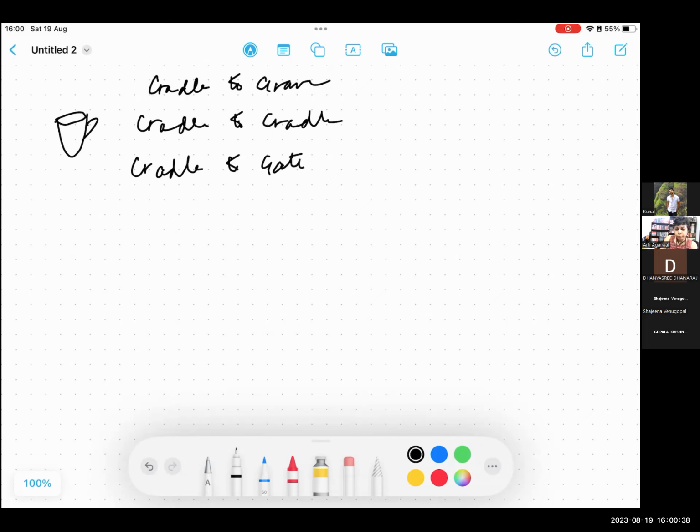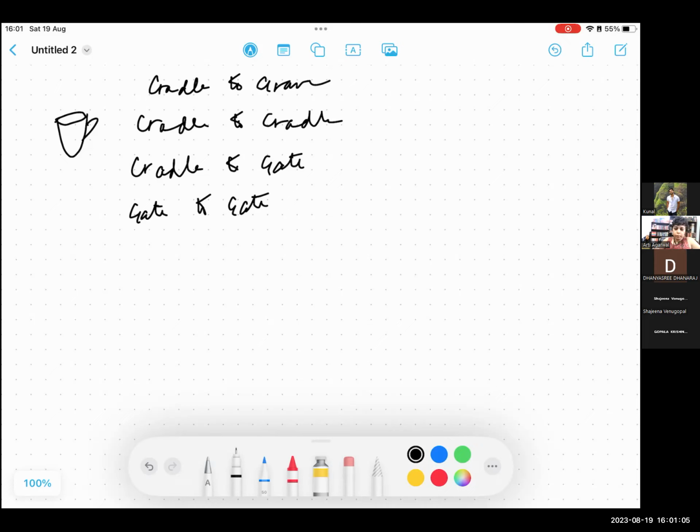This is farm to gate, but in this case there is no farm, so farm doesn't matter. There can be other options also, but these are the most common. You can do gate to gate, but again, in this case gate to gate doesn't really make a lot of sense. So some boundaries will not be applicable to certain products.